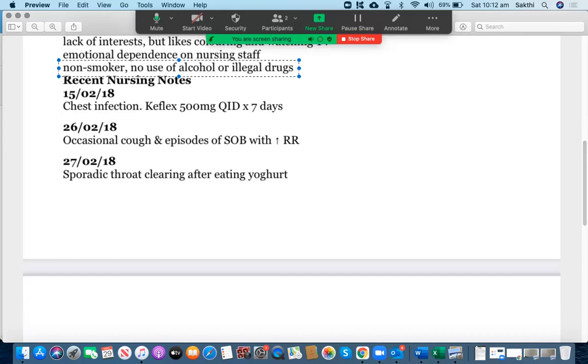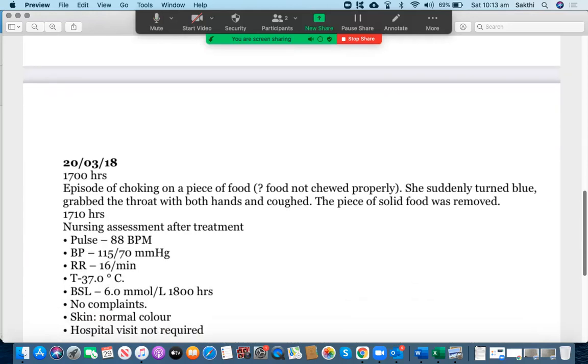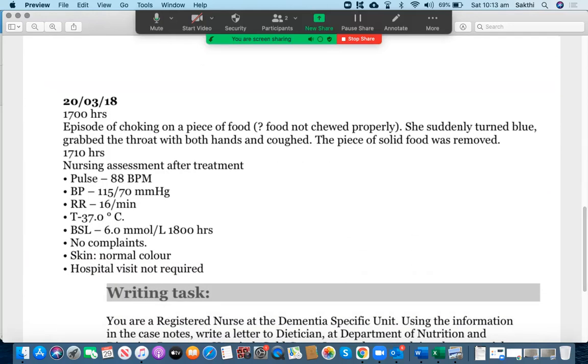Recent nursing notes, chest infection. Occasional cough and episodes of shortness of breath. You have mentioned all these things, isn't it? Sporadic throat visits. Yes, sir. Good. Only the choking on a piece of food, food not chewed. Why did you write down this one? You need to mention the reason as well.